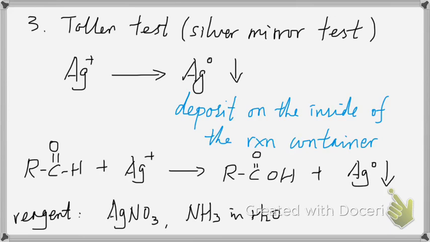Currently, we use Benedict test more because for Tollens test, you actually have to be really careful. For example, the glassware you use must be very clean, otherwise the silver mirror won't deposit properly to form the silver mirror. So Tollens test is not that easy to do in the lab, and the ammonium water has to be prepared fresh as well.